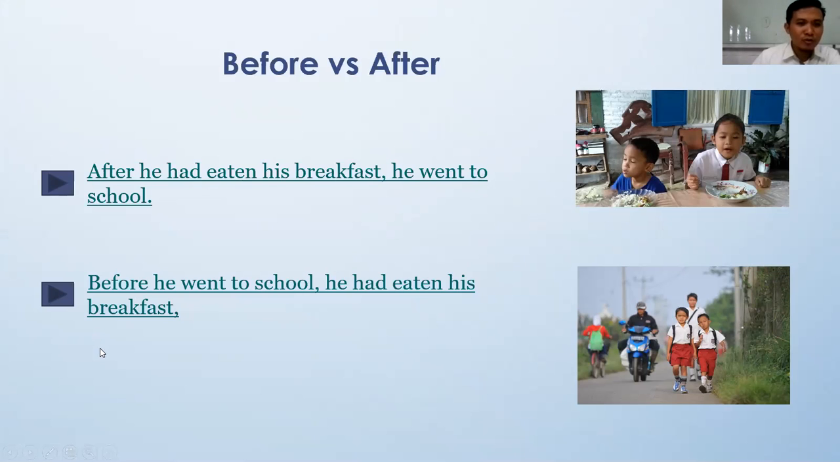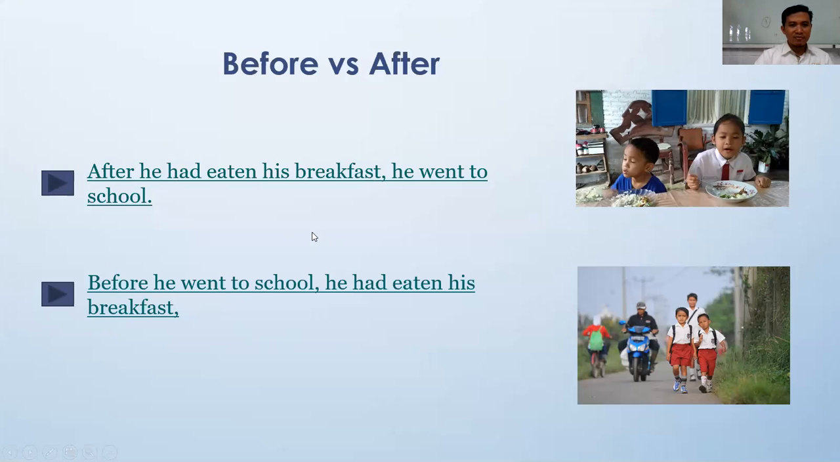Okay, and how to use before? Before he went to school. This is different. Before is followed by simple past, and after is followed by past perfect tense. Before he went to school, he had eaten his breakfast, or he had eaten his breakfast before he went to school. That's fine too. After he had eaten his breakfast, he went to school, or he went to school after he had eaten his breakfast. That's fine. Okay?